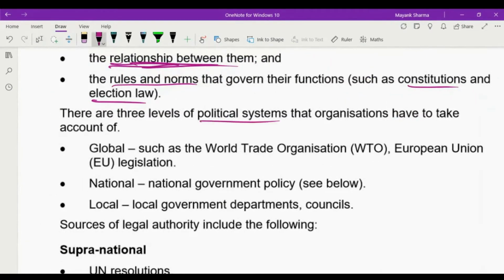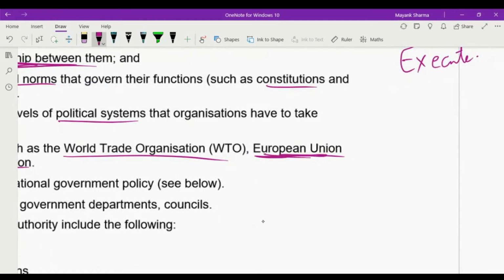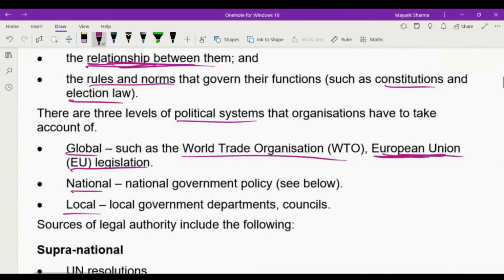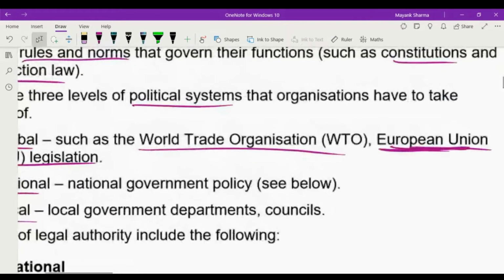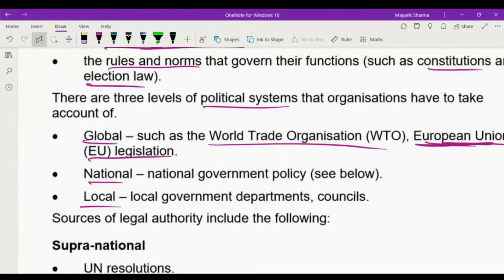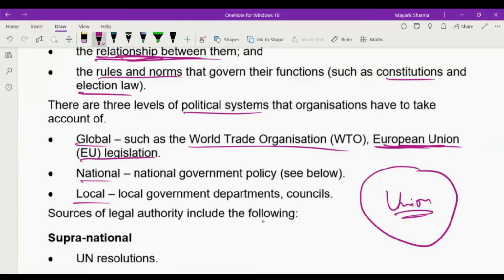So there are 3 levels of political systems: global, national, and local. Global will have World Trade Organization. European Union is also there in Europe. It is a very important body. European Union is like a cluster of small countries in Europe. Almost all the countries are there except for a few. UK is now exiting from European Union, which is known as Brexit. So Brexit is not a one-day process. If you are part of a union, it will not take you one day to decide and leave. It will take you years to leave that organization.